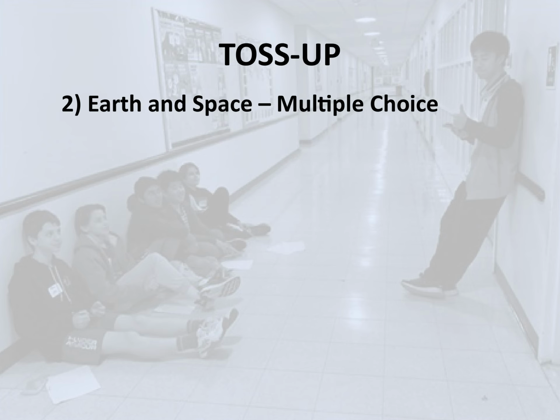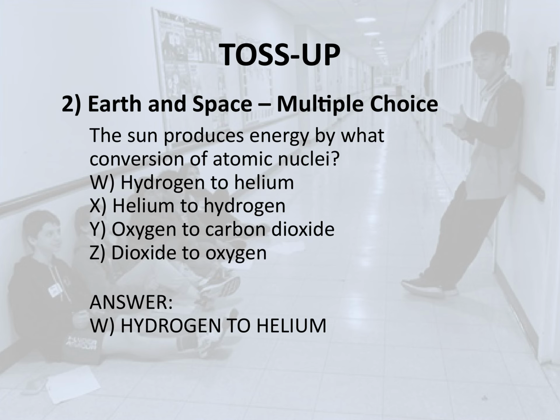Toss-up 2. Earth and space, multiple choice. The sun produces energy by what conversion of atomic nuclei? W. Hydrogen to helium. X. Helium to hydrogen. Y. Oxygen to carbon dioxide. Z. Dioxide to oxygen. Answer: W. Hydrogen to helium.